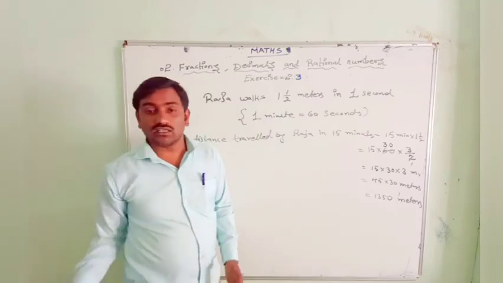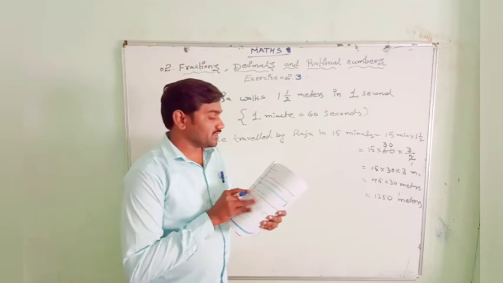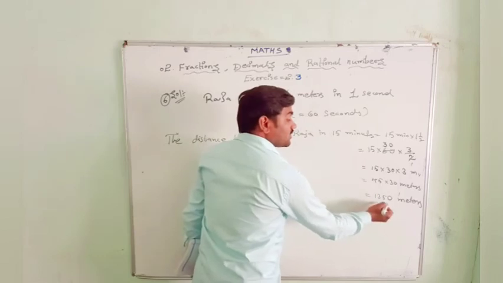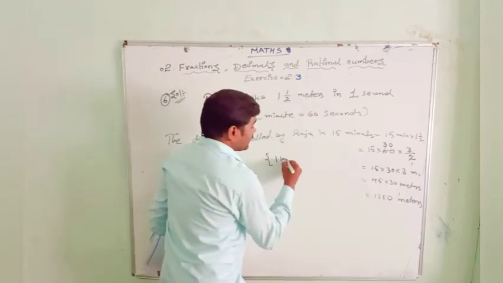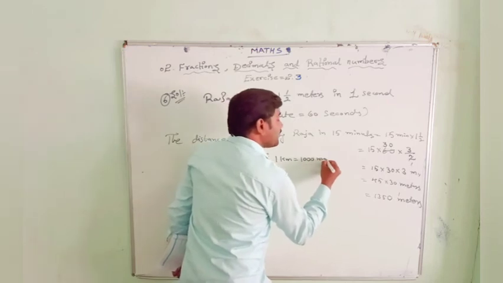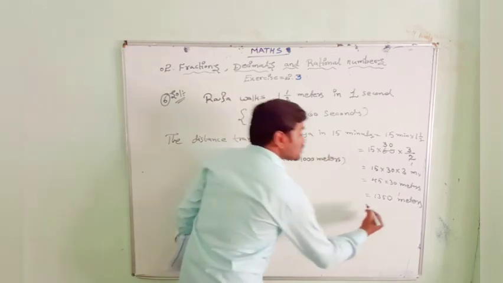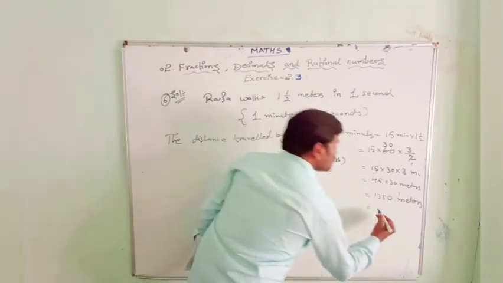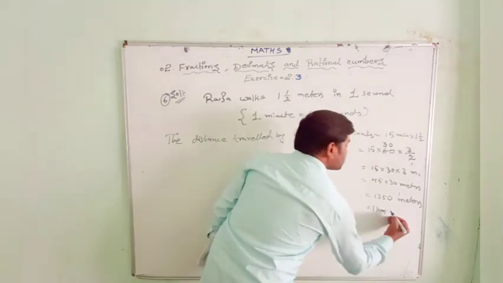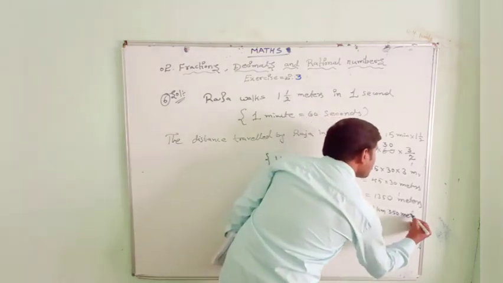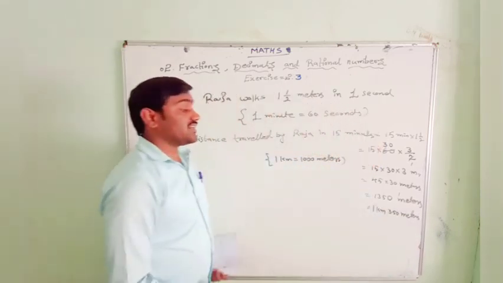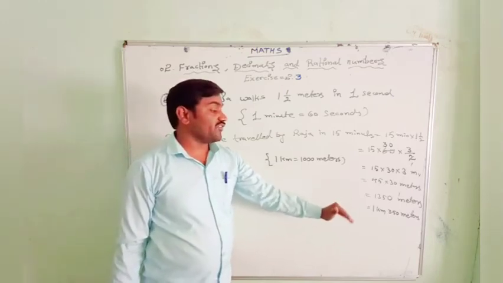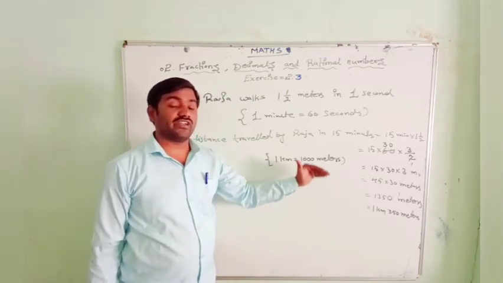So in the question they asked how many meters, how much distance they will cover. So this distance they will cover. Here in the 1350, 1 kilometer equals 1000 meters. We know this. So in the 1350 there is 1000 meters and extra 350 meters also. So 1 kilometer and 350 meters also. So Raja travels in 15 minutes 1 kilometer 350 meters, or else 1350 meters.